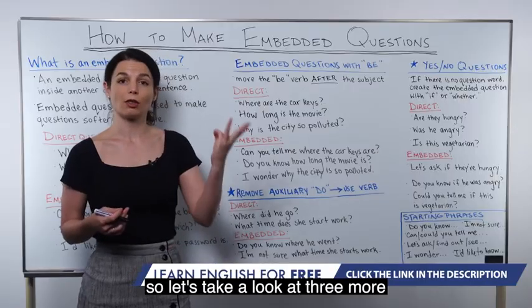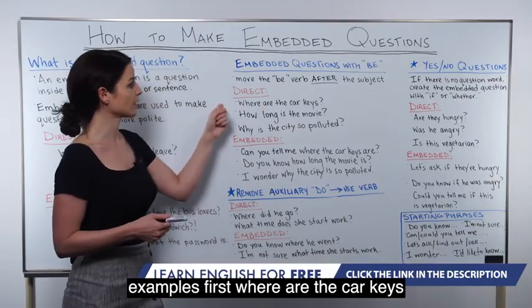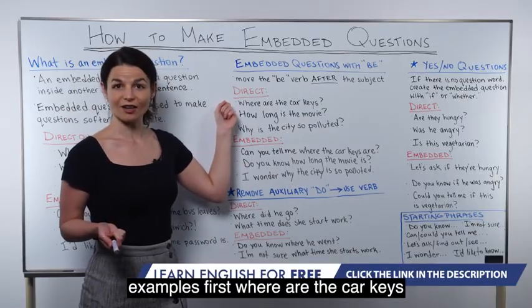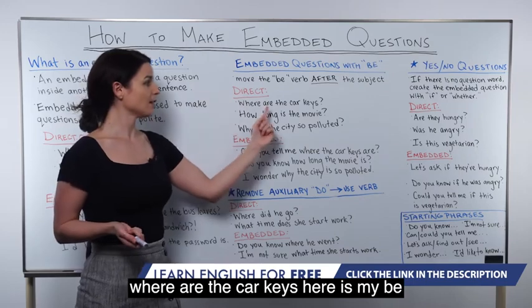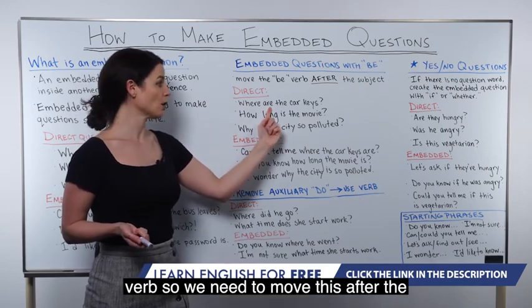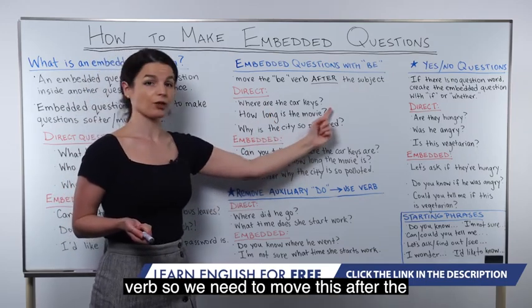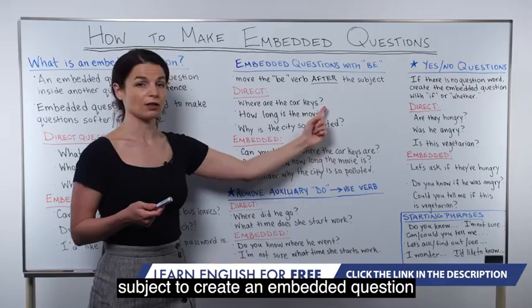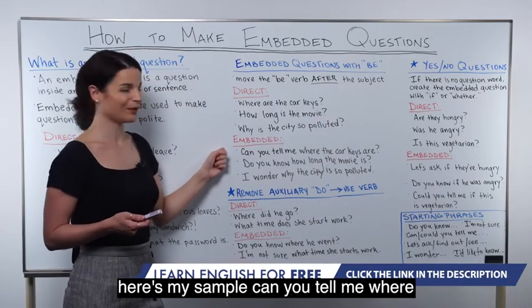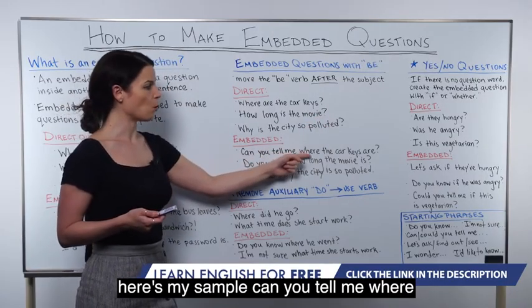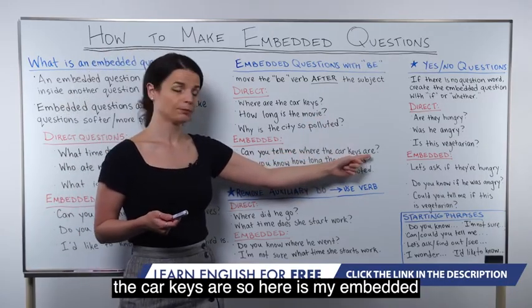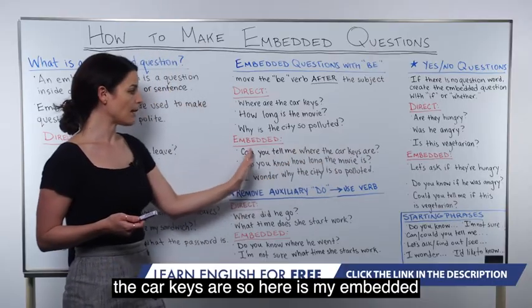So let's take a look at 3 more examples. First, where are the car keys? Here is my be verb. So we need to move this after the subject to create an embedded question. Here's my sample. Can you tell me where the car keys are? So here is my embedded question.